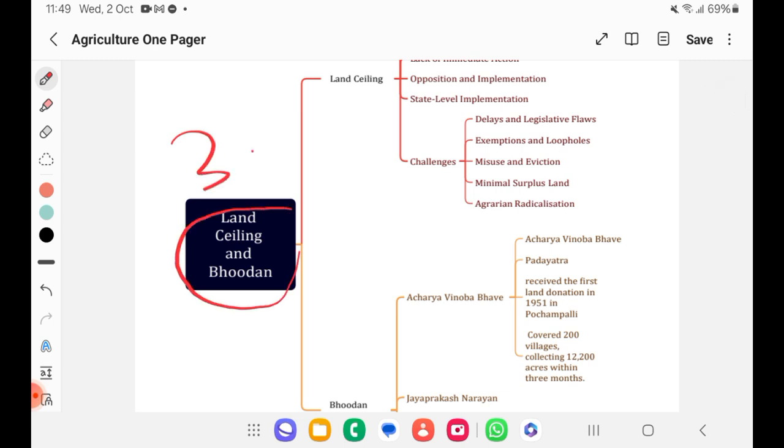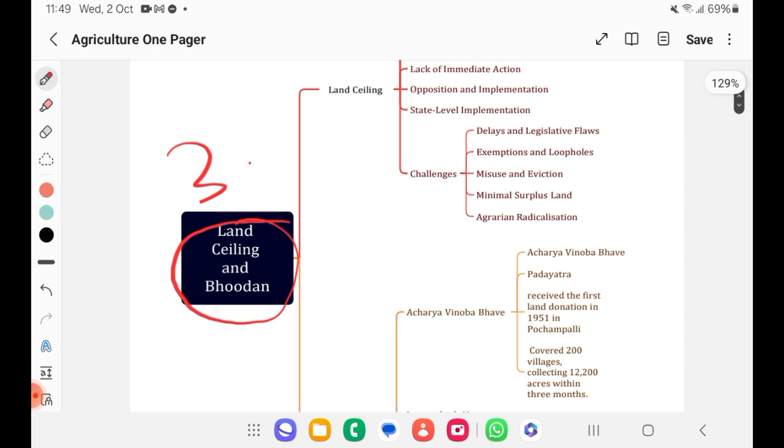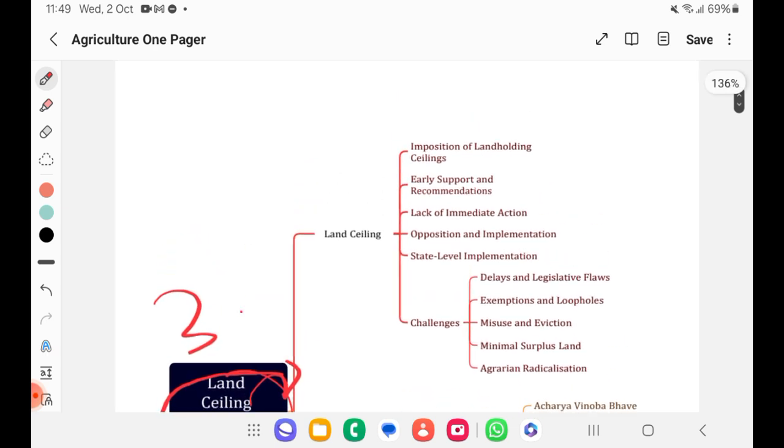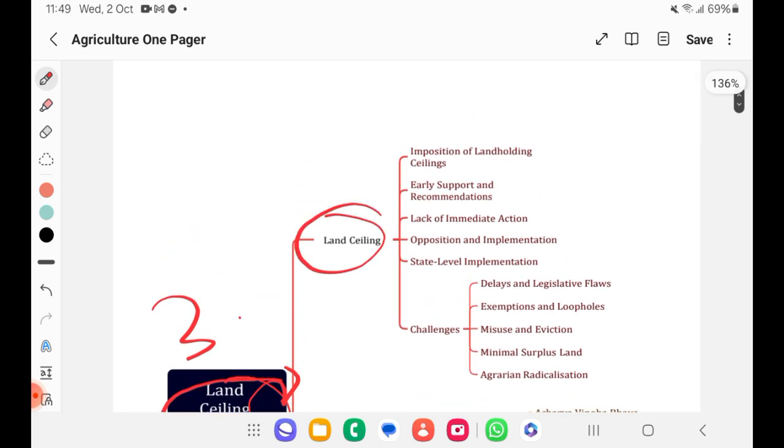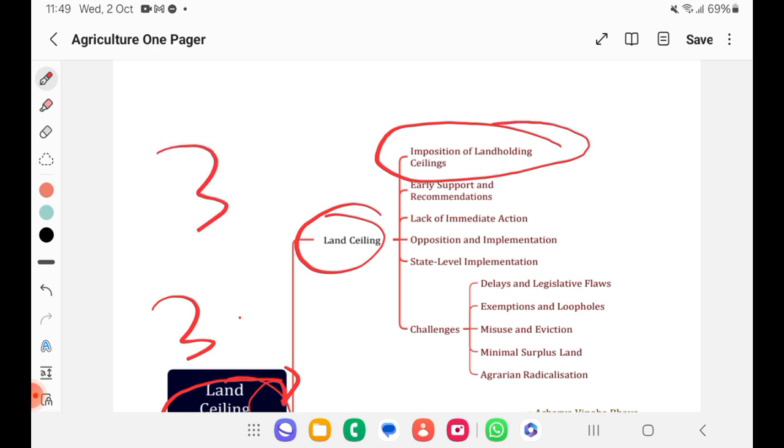what is this? Land Ceiling Act, right? So we should understand what is land ceiling, and then now it gave a chance for Bhudan. Okay. So what is land ceiling? Imposition of a land ceiling. So this has been mentioned. Okay. Early support and recommendations.